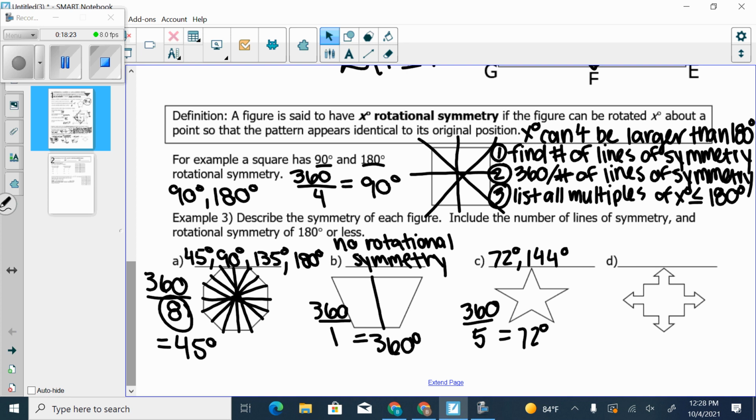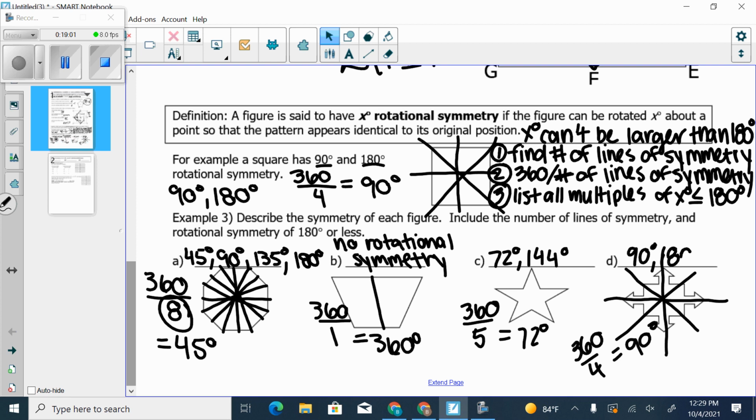Okay. Figure D, how many lines of symmetry do we have there? 2. So here and here. It looks like you can't get that diagonal. It's more a table. I think it's supposed to be like a square, so we should be able to go corner to corner. Yes, so we are going to have 4. So I got 360 divided by 4, which is 90. Good. So what would my multiples be? 90 and 180. Very good. All right.